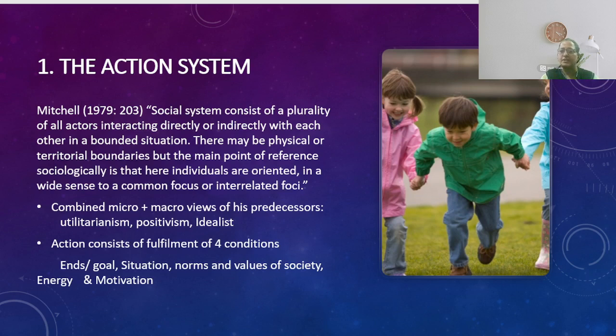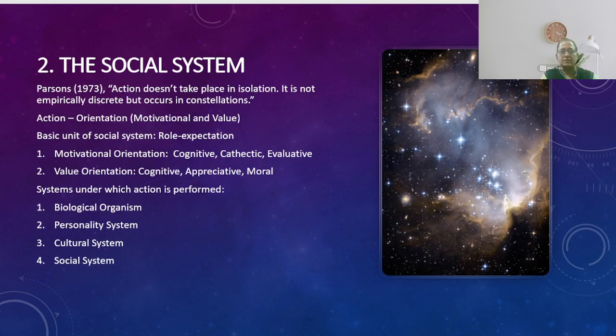Now let's move to the second thing, another concept: the social system. If an actor is performing an action, then there is an entire ecosystem under which he or she is performing it. Let's start with the definition given by Talcott Parsons: action does not take place in isolation. It is not empirically discrete but occurs in constellations.